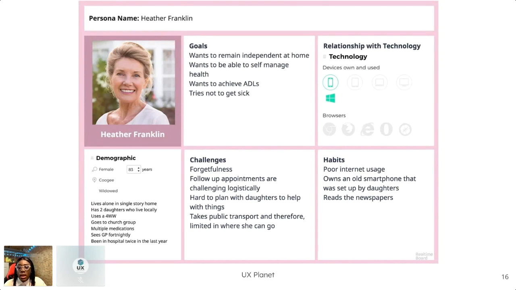She wants to remain independent at home. She wants to be able to self-manage her health. These are insightful, yes, but is it insightful enough for us to solve whatever problem it is? Are we even clear on the problem looking at this?